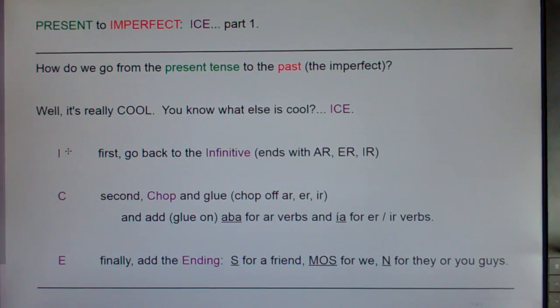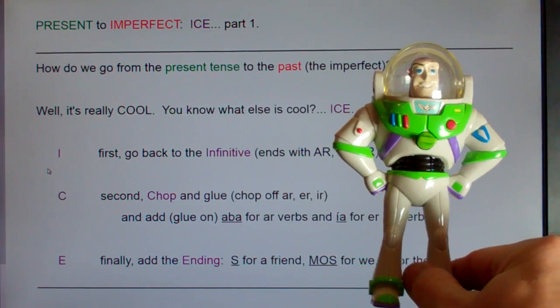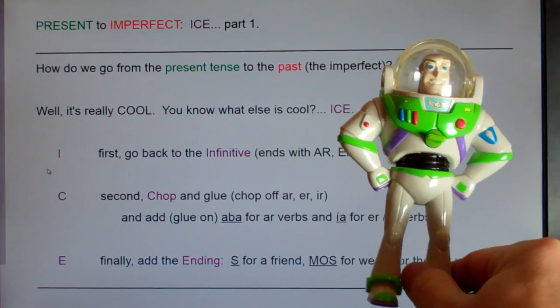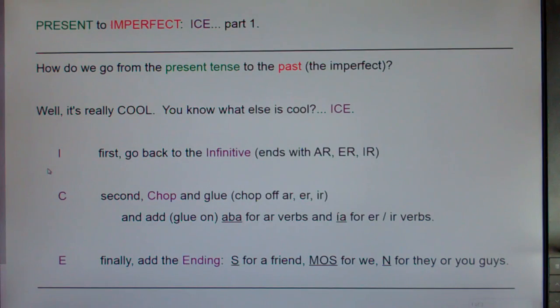Well, here's what I want you to remember. The very first step in going from present tense to the past imperfect is to go to the infinitive, okay? So I tell my students, you need to go to the infinitive and beyond. Everybody, to the infinitive and beyond. If that sounds vaguely familiar, remember Buzz Lightyear in Toy Story? He was always saying, to infinity and beyond. Everybody, to infinity and beyond. And he was really cool. Well, to go from present tense to past imperfect, you have to go to the infinitive and beyond.